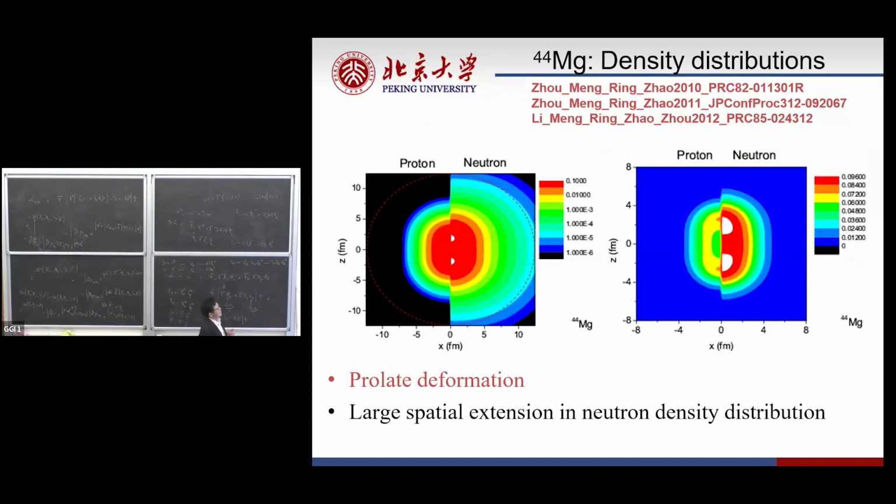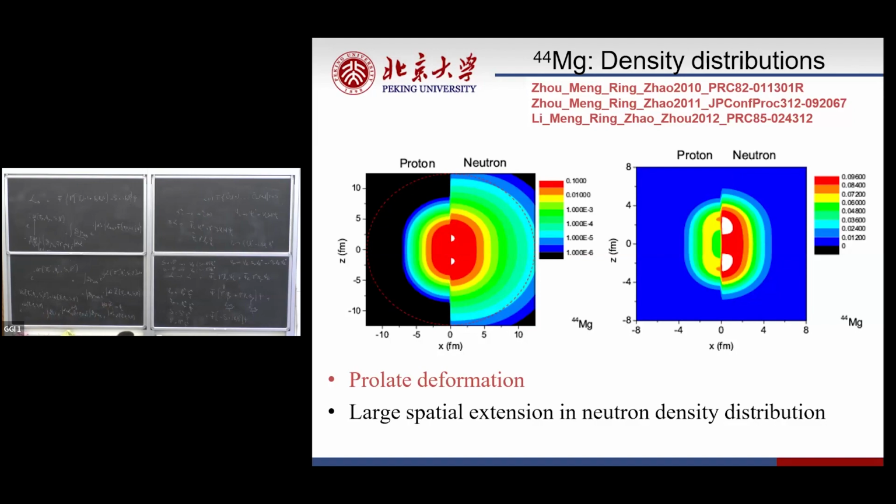So the first application we made, after we complete the code, what should we do? The top important thing is that we should find some deformed halo, because that is the motivation why we spent so much time to develop the code. So we searched for nuclei near the drip line. Finally, we found one example. That is magnesium 44. We found that magnesium 44 is a good candidate for a deformed halo.